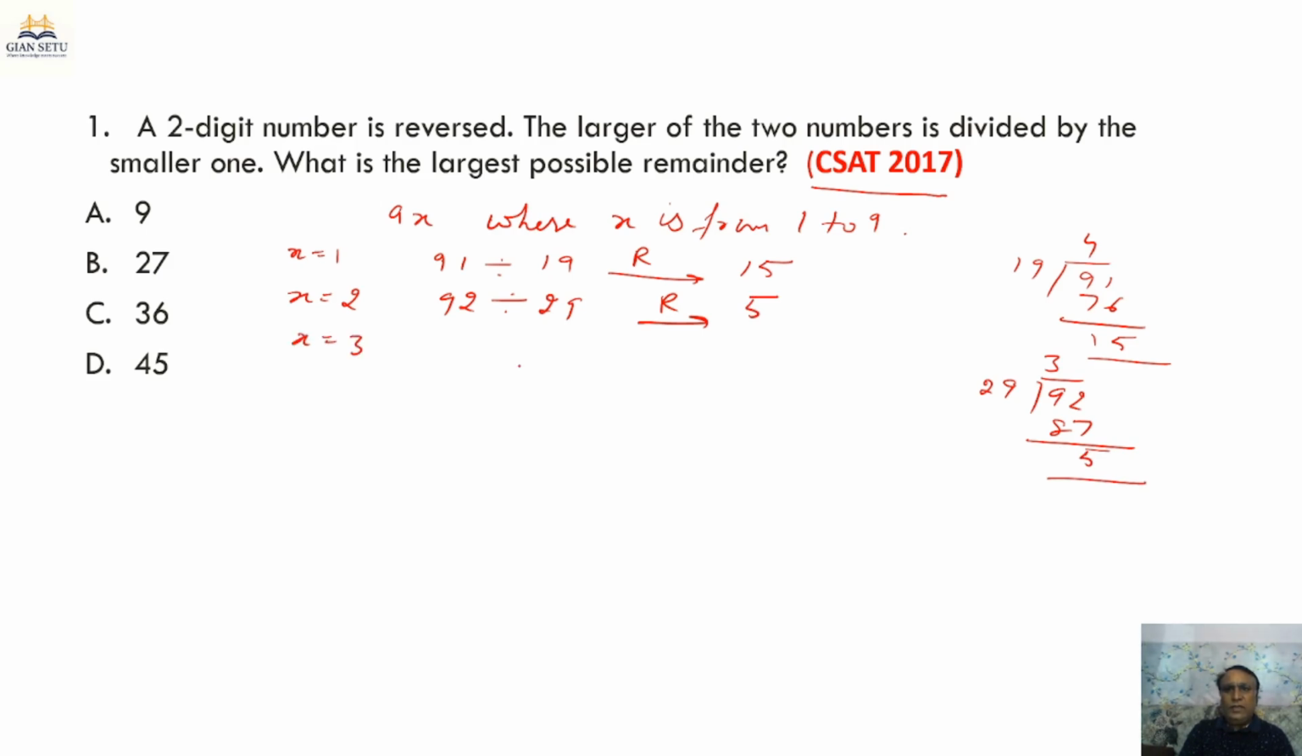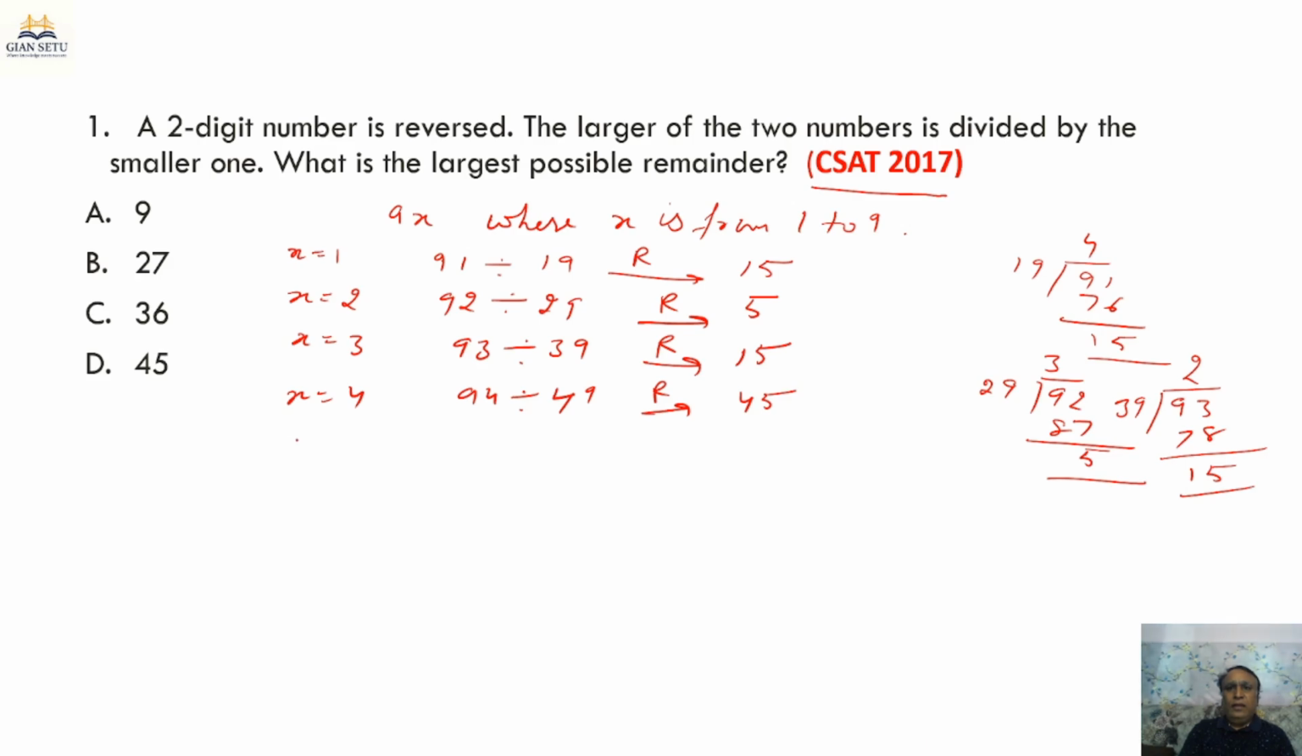Now suppose x is equal to 3, number will be 93, and if we divide it by 39, our remainder will be... again remainder is 15. Now let's suppose x is equal to 4, number will be 94, and if we divide it by 49, here remainder will be 45.